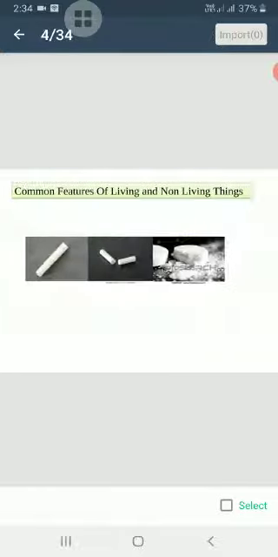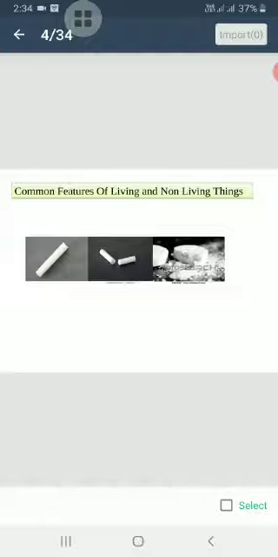There are some common features of living and non-living things. All living and non-living things are made up of matter. And we know what is matter? That which occupies space and has mass. Thus, all living and non-living things have mass and occupy space.